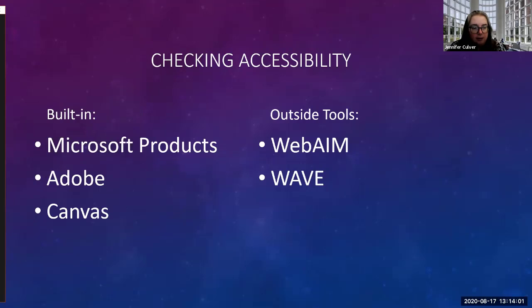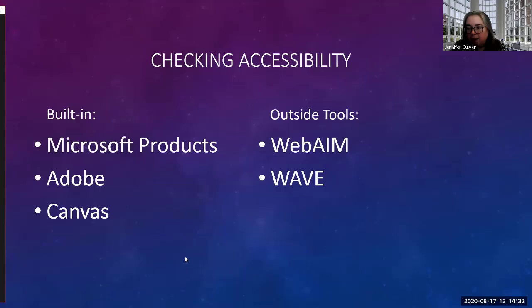Microsoft products have those, the Adobe products have them, Canvas even has them as well. And then we have outside tools like WebAIM, who has a really, really good accessibility checker, and Wave, which can check the accessibility of websites. Because depending on the issue that your student has, if you're sending the students out to certain websites, we also need to try to make sure that those websites can be accessible to them as well, if that's the only way that students are getting content.